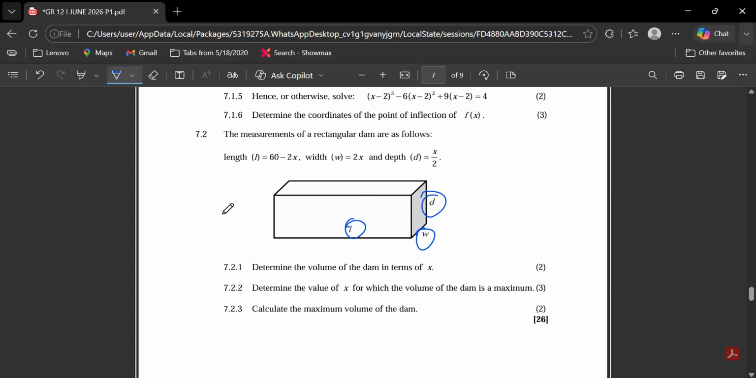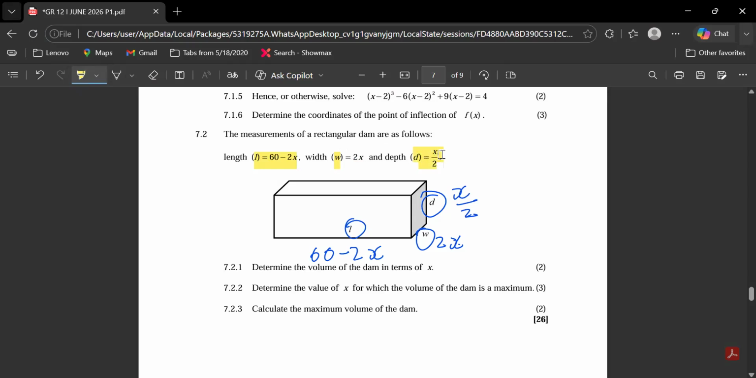Okay, guys, we're going to be going through this question and we're going to do 7.2.1, 7.2.2, 7.2.3. This one seems to make our life a little bit simple, because most of the time the challenge is that we need to make every dimension, your length, your height, your depth, in terms of one variable. Most of the time we usually use x. Today, they've already done that for us. They've already made everything in terms of x. That's usually the most challenging part of optimization.